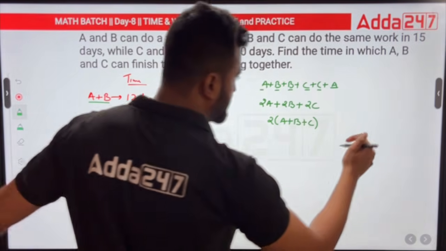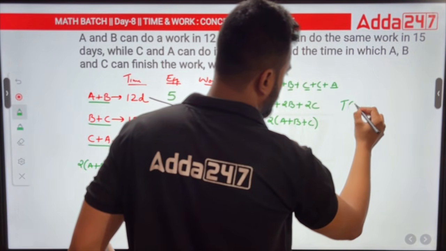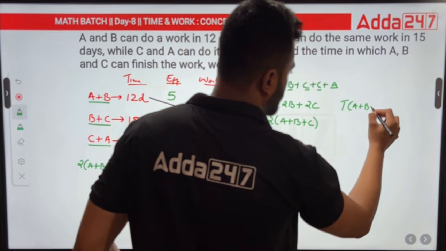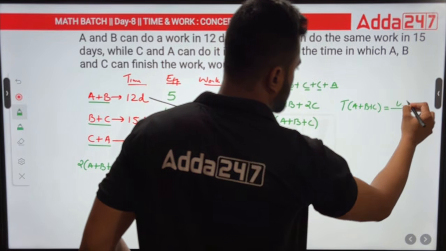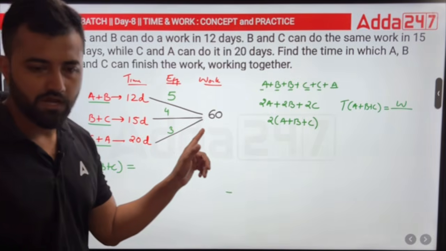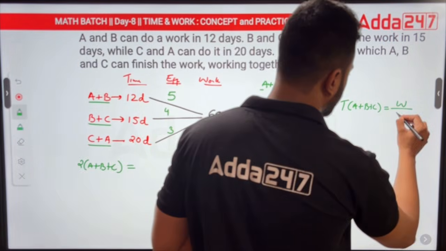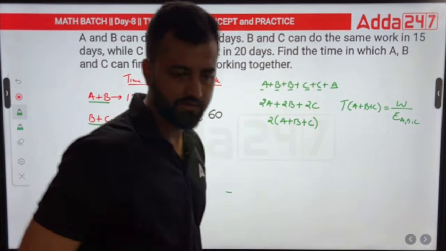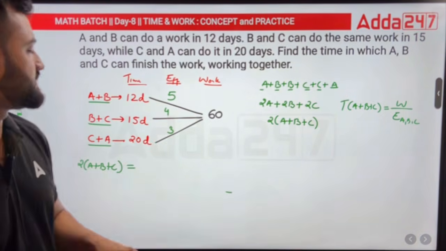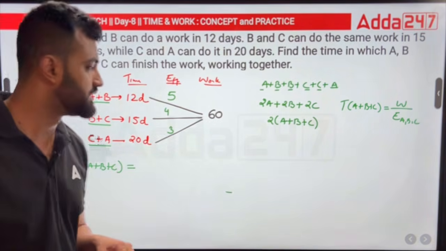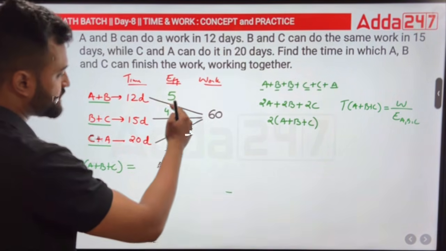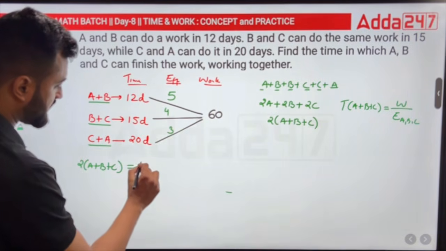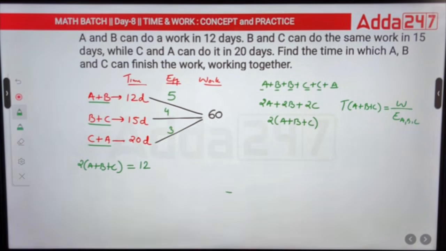In order to get the time taken by A, B and C, what do we need? We need the total work, which we already have. Along with that, we need the efficiency of whom? Of A, B and C together, right? And this is the reason why we are calculating the efficiency out here. So if you get the efficiency, 5 plus 4 is 9 plus 3 is 12. Out here we have got 12.